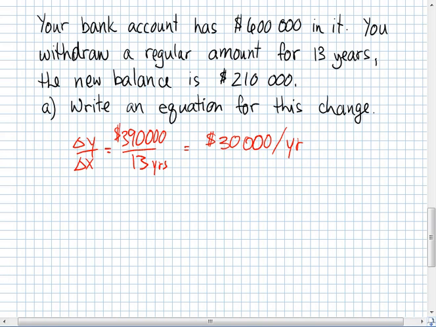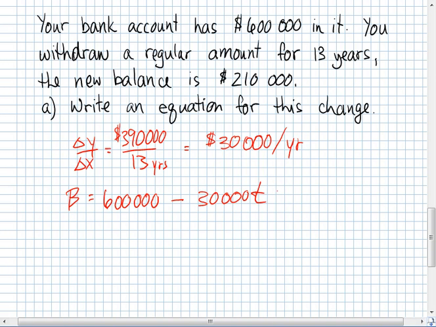Okay, so to write an equation then, that's my rate of change. So I could say it this way. The balance of my account, I'm going to call it B for balance, equals the initial amount, $600,000. And I'm losing $30,000 per year times the number of years. So after 1 year, I'd lose 30,000, after 2, 60,000, like that. You can look at it that way, and maybe we don't want to use y, let's use t so we don't confuse it with the other one.